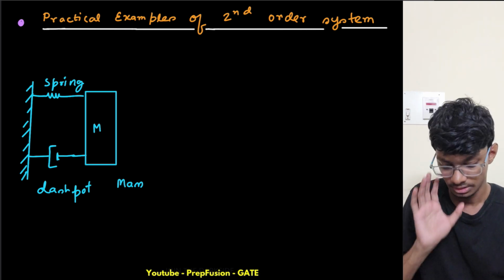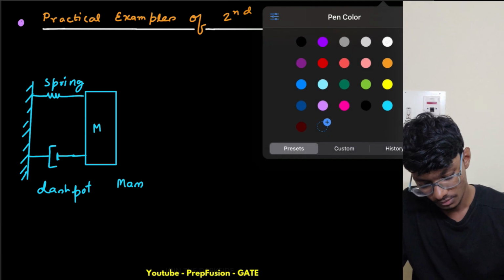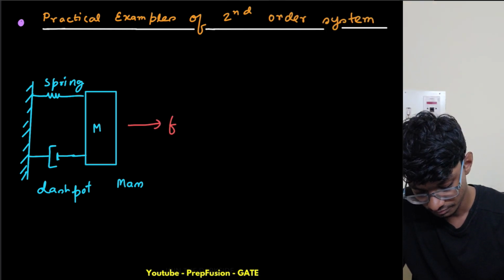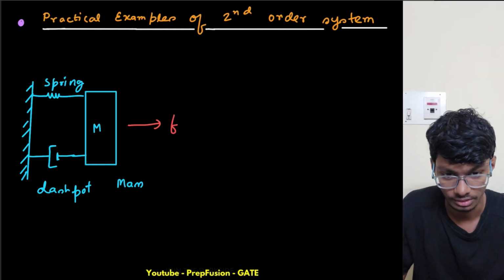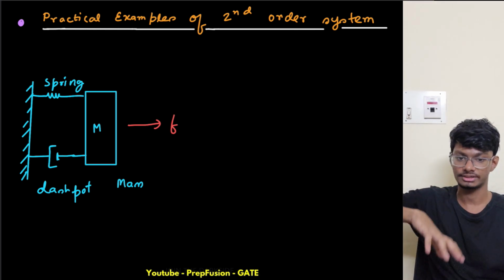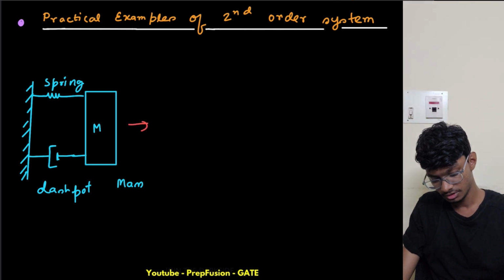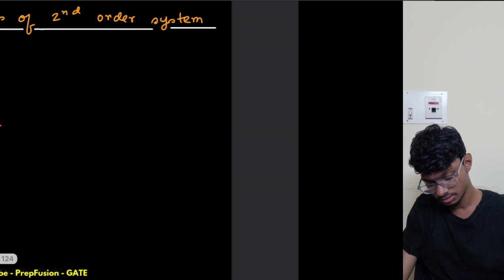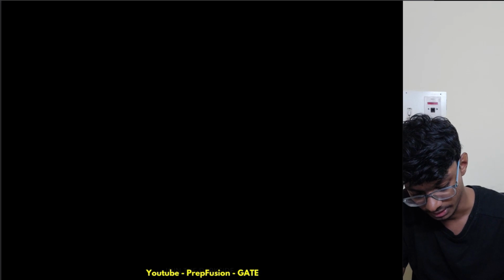Now let's analyze this mechanical system. Let's say I give this one a force of F. Some force F is actually acting on it. So I will analyze this using a free body diagram. I think you have studied that in your first or second semester, I don't remember. So if I analyze this using a free body diagram, right?